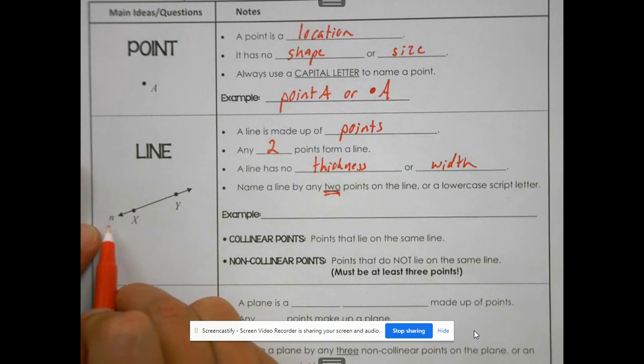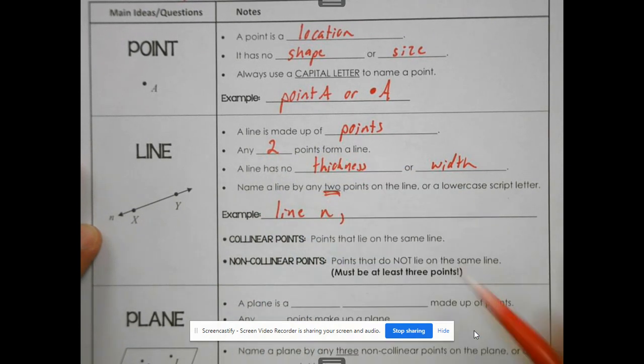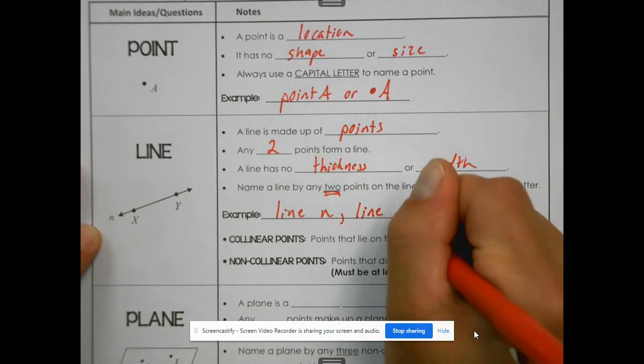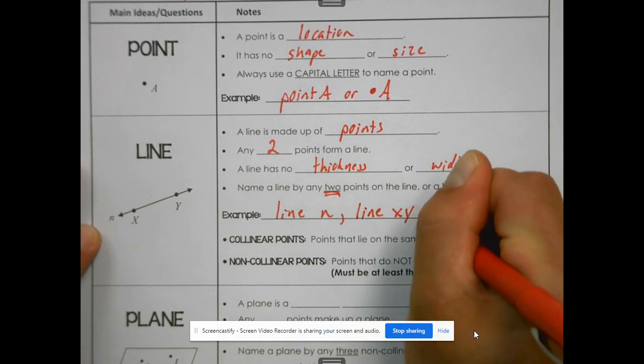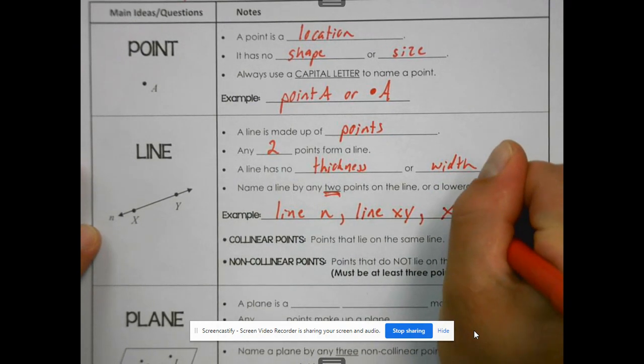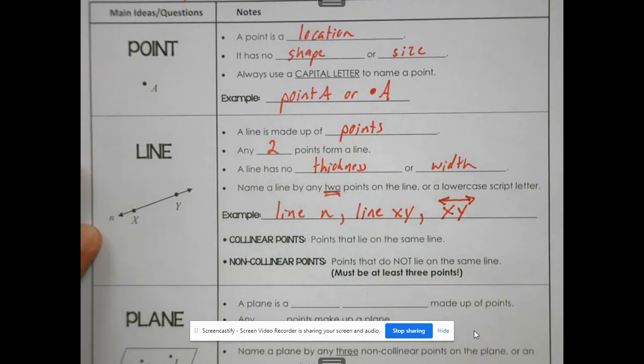So to name it by using that script letter, you would have to say line, right after the word line, and then the N. You can also name it by using the word line again and pick 2 points off the line. In this case, it would be X, Y. Or you can use symbols. Pick 2 points off the line, X, Y, in any order, and put a line above those 2 points.